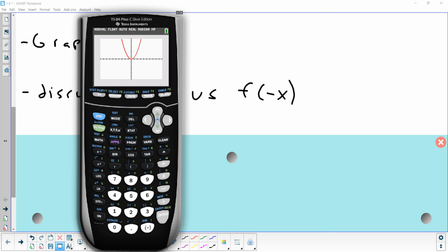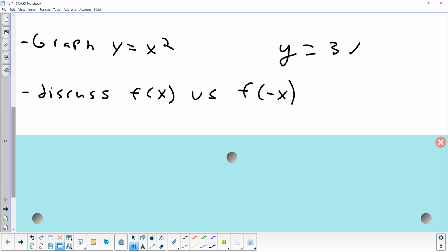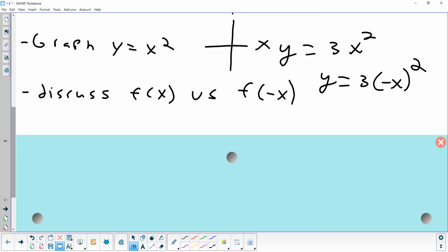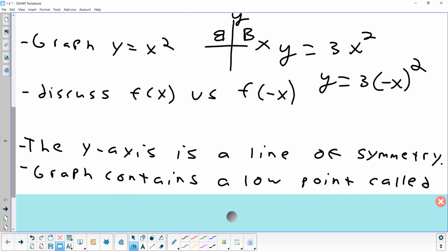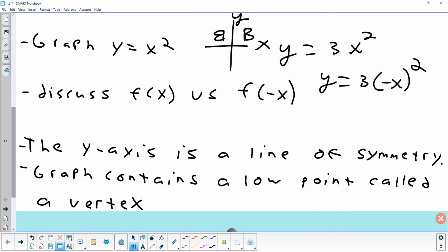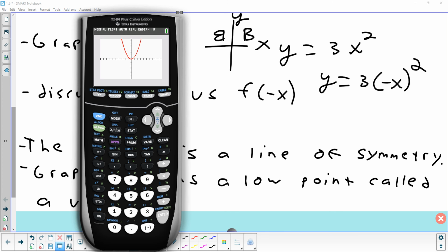What I technically did here is called a horizontal reflection. You put a negative on the inside of the function. So let's say you had an actual problem like y equals 3x squared. If you change the x to a negative x, that's a horizontal reflection. Horizontal reflection means you have flipped the shape left to right over the y-axis. But because the y-axis is a line of symmetry for the parabola, you can't tell that I flipped it.